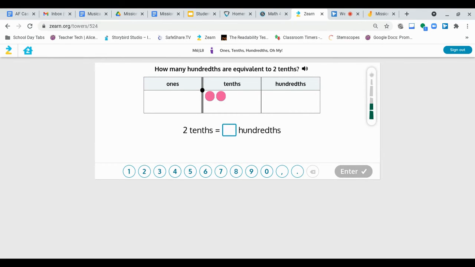And now it's going to ask me how many hundredths are equivalent to 2 tenths. So if I have 2 tenths, how many hundredths is that? Well, I have 2 here, and I can just replace that blank hundredth spot with a 0. Because again, if I unbundled these and brought it back down, that would be 10, and that would be 20. So that would be 20 hundredths, and that's equal to 2 tenths. It's just another way of saying it.